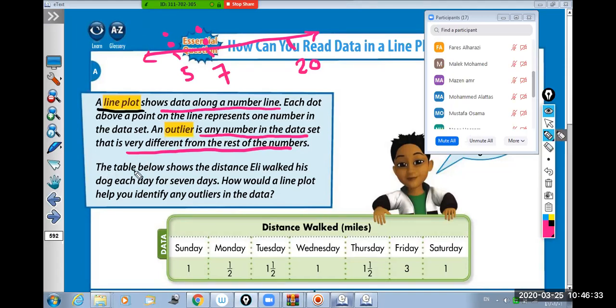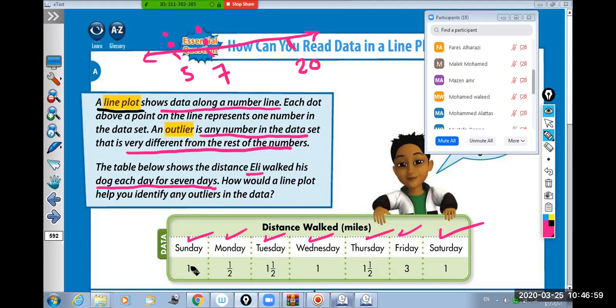See, this is the question now. The table below shows the distance Ali walked his dog each day for 7 days. So how many days here, Ilyas? 1, 2, 3, 4, 5, 6, 7.